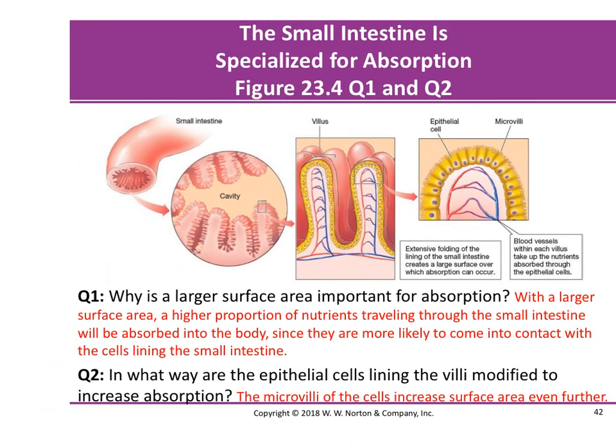Why is a larger surface area important? With a larger surface area, a higher proportion of nutrients traveling through the small intestine will be absorbed into the body, since they are more likely to come into contact with the cells lining the small intestine. So the microvilli, because they're packed into smaller and smaller spaces, increase absorption.